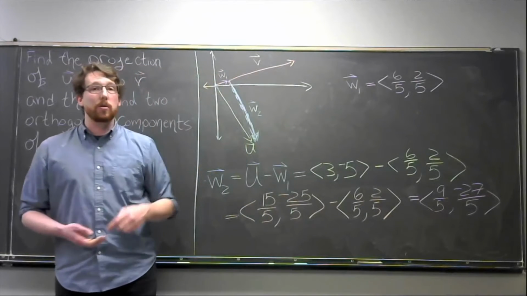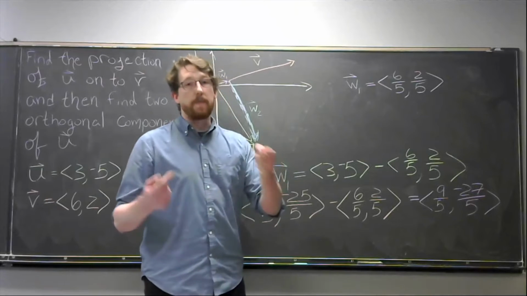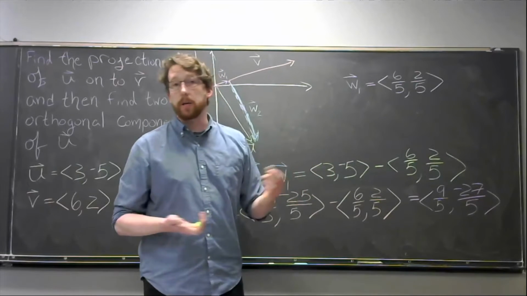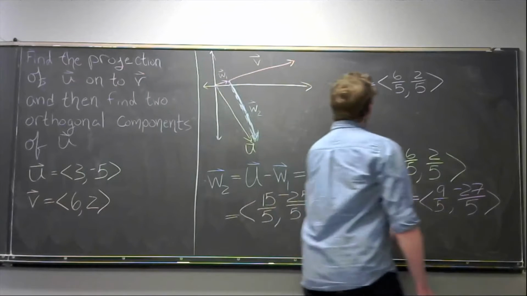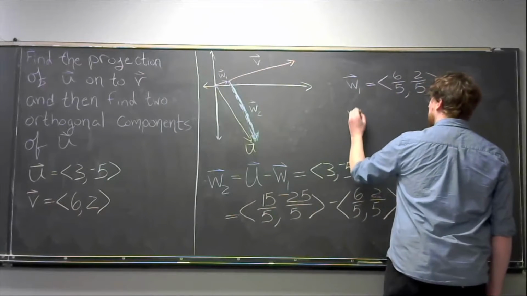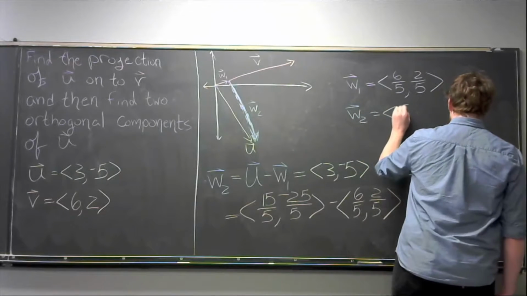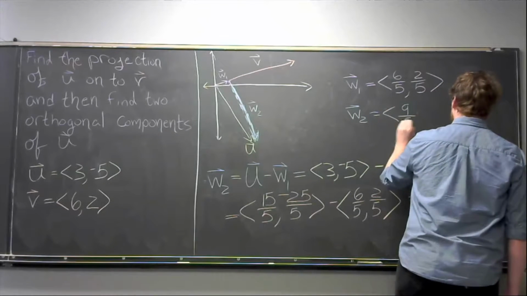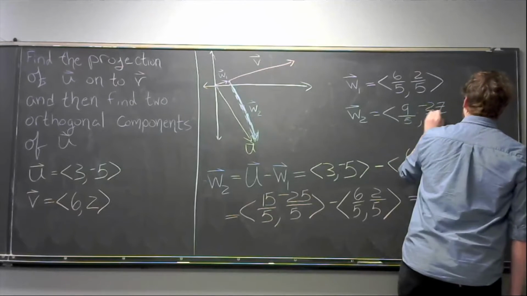That's our orthogonal component. Our vector component orthogonal to W1, I should say. So, W2 is equal to 9 over 5, negative 27 over 5.